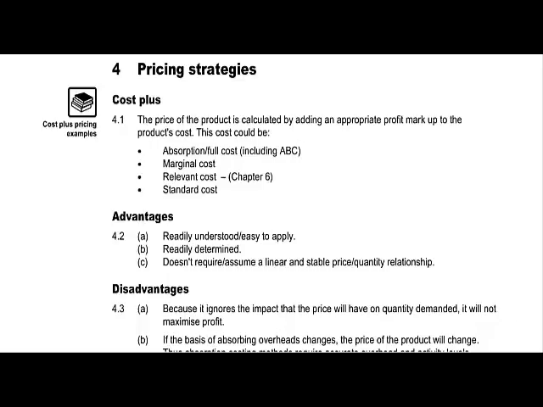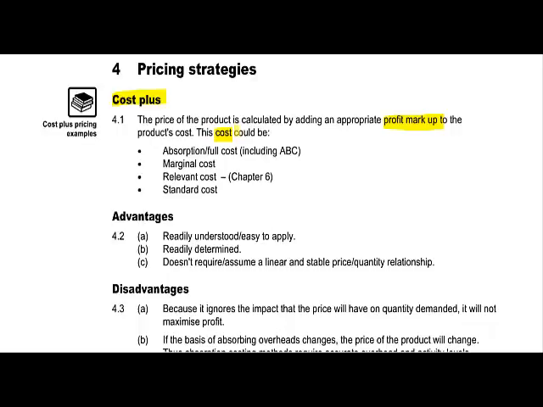So let's start first of all with cost plus pricing, which I'm sure you'll have come across before. And here what we look at is we add a markup to the product's cost. Now the problem here is, what do we mean by cost? Obviously we could use absorption cost, the traditional way of doing it, the full cost. Now that could also be using ABC as well, which is just a different way of bringing in all the various costs. We could use marginal cost, we could use relevant cost, which is something that we're going to look at in the next chapter, or we could use the standard cost. Again, something we'll come back to later.